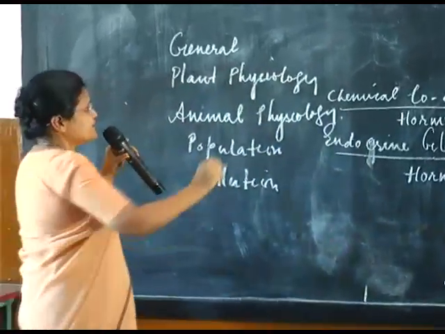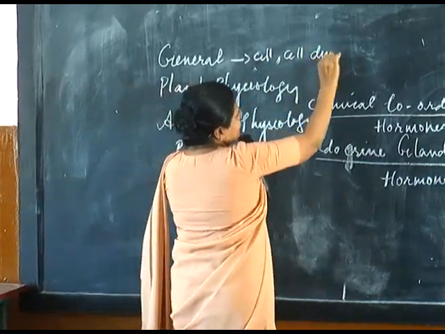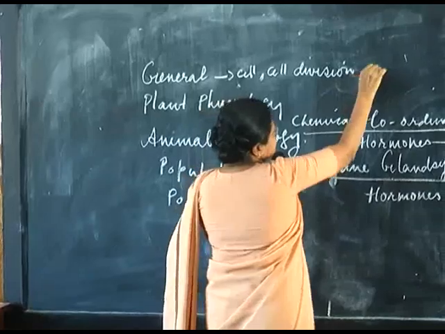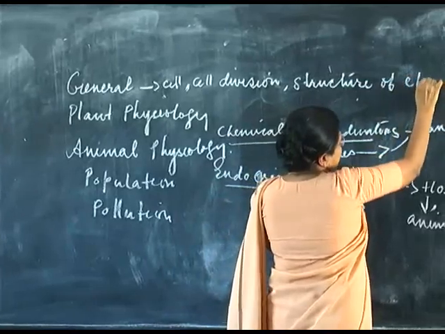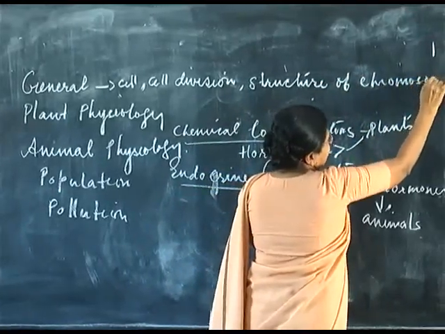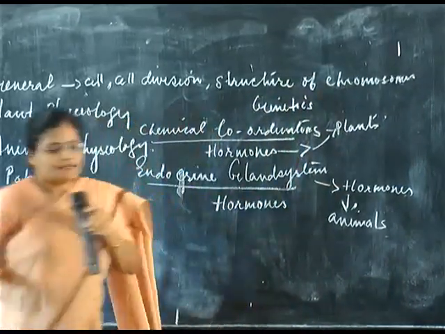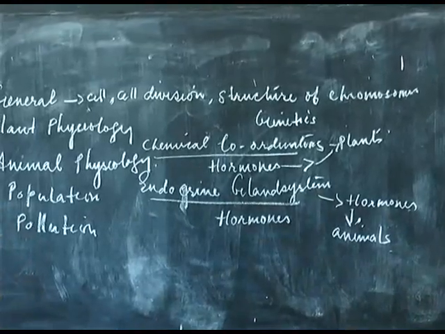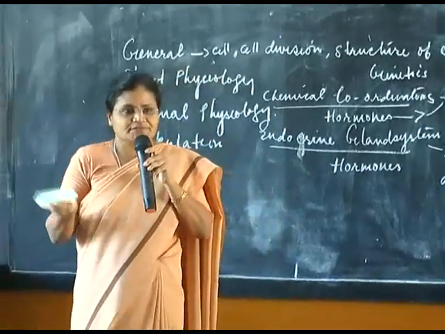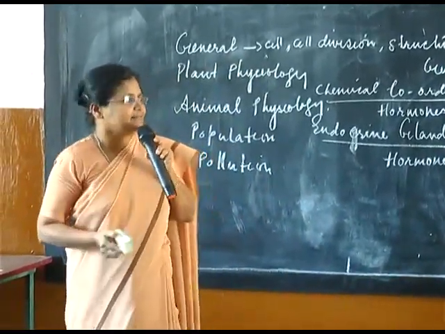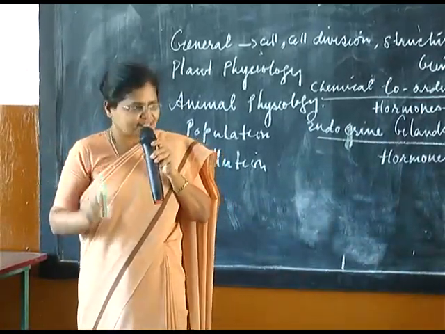But we have already completed the general part, that is cell division, structure of chromosomes, and genetics. Now I have already given you a few links connecting to the absorption of water by roots. And the next chapter is transpiration, which is interconnected. I'm not going to deal with that today. Instead, we get on with the next chapter, that is photosynthesis.